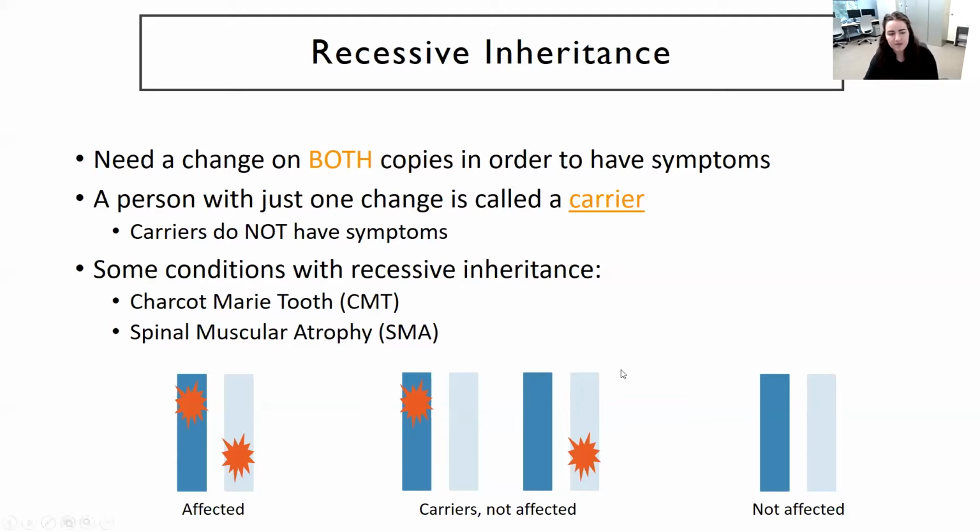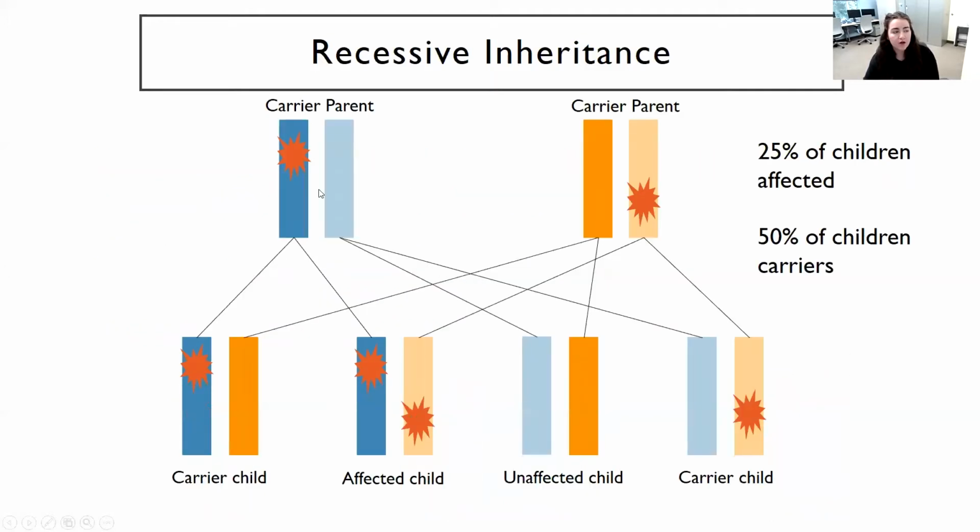Some conditions with recessive inheritance: Charcot-Marie-Tooth, again, can also follow recessive inheritance depending on the specific gene. SMA is another example. Let's say these two people are carriers of SMA. This is a parent that has one gene change on one copy and nothing on the other. Same with this parent. When they go to have kids, remember it's 50-50 which copy they're going to pass down. If both parents pass down the copy with the gene change, so this one passes down the dark blue, this one passes down the light orange, this is a child that will have SMA.